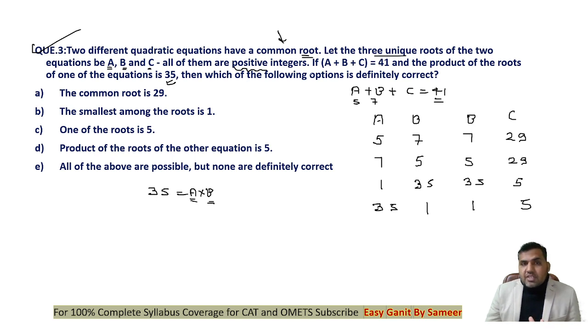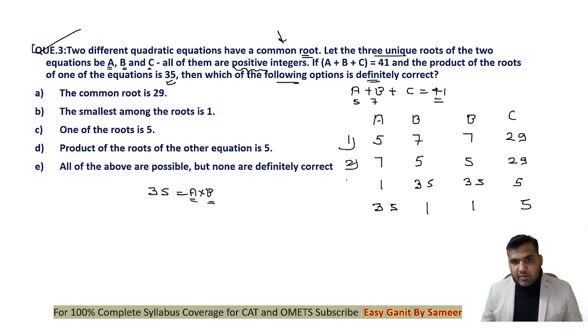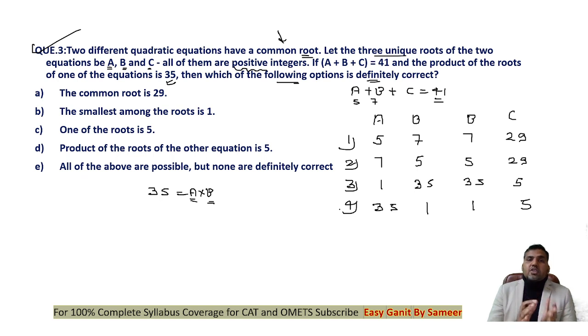Now we are supposed to tell which of the following options is definitely correct. So these are the four possible cases that we have. We are supposed to look at them and tell which option is definitely correct. Common root is 29? No, you can see that in all these four cases the common root is not 29. Smallest among the roots is 1.